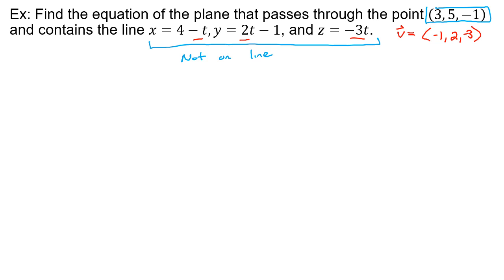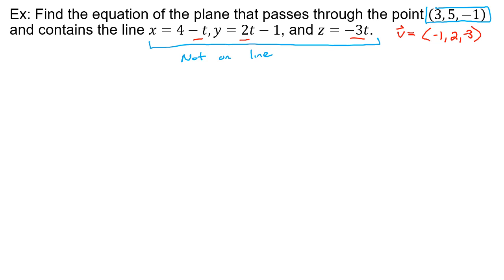I know that because what value of t would give you that point? Well, say for instance on the z coordinate, if I let t be 1/3, 1/3 times -3 gives me -1. So the t would have to be the same for all of them. So go to the x: 4 minus 1/3, that's not 3. So I know that point is not on that line.